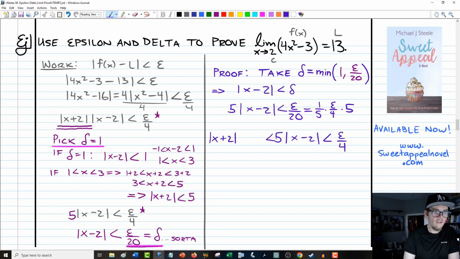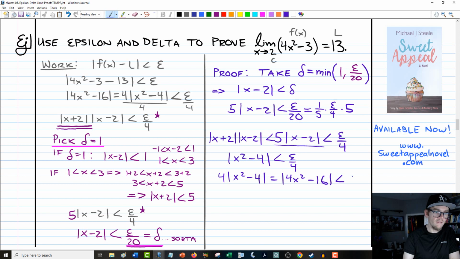So we can say the absolute value of x plus 2 times the absolute value of x minus 2 is less than 5 times the absolute value of x minus 2. And that, of course, is less than epsilon over 4. From there, I'm just going to drop this middle section because this is clearly smaller as well. So when I do, I can transform this into the absolute value of x squared minus 4. I can then say that's less than epsilon over 4. I can multiply the 4 over and get 4 times the absolute value of x squared minus 4, which is going to become the absolute value of 4x squared minus 16, being less than epsilon.